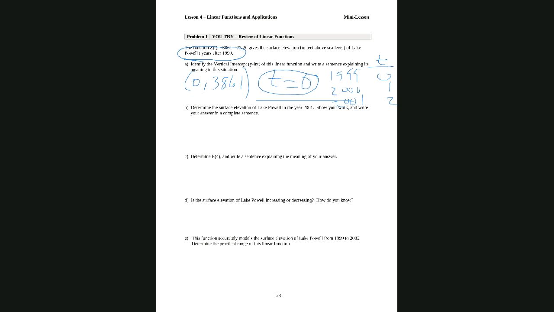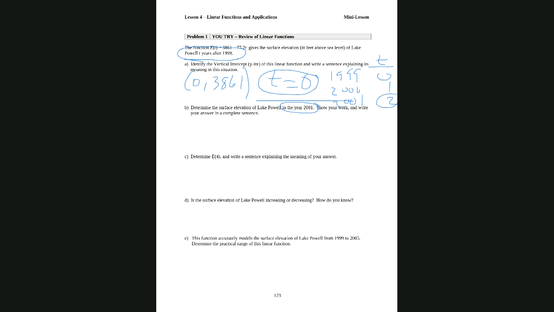Okay. Now B: determine the surface elevation of Lake Powell in the year 2001. Show your work and write your answer in a complete sentence. So again, if we are in year 2001, then we are looking at T equals 2 years. You don't have to say T equals 2001. That is too big. From 1999 to 2001, you know it's 2 years. So T is 2 years.